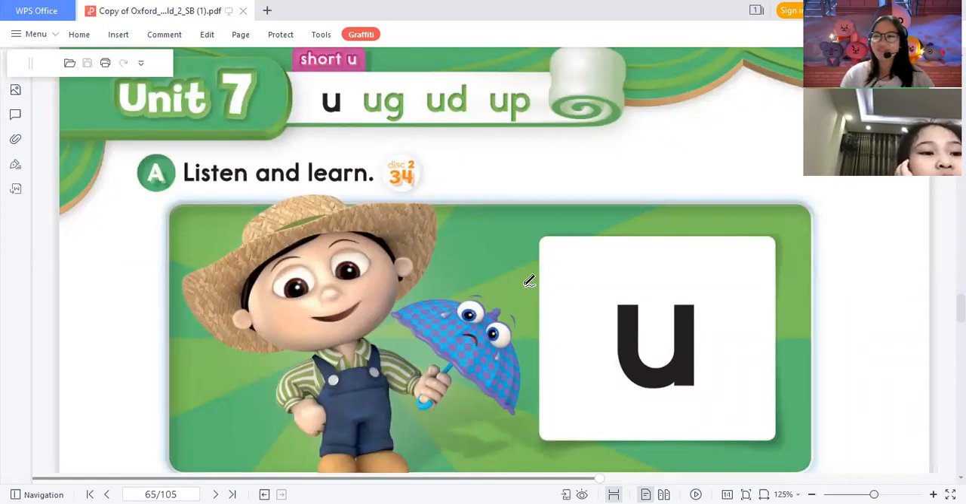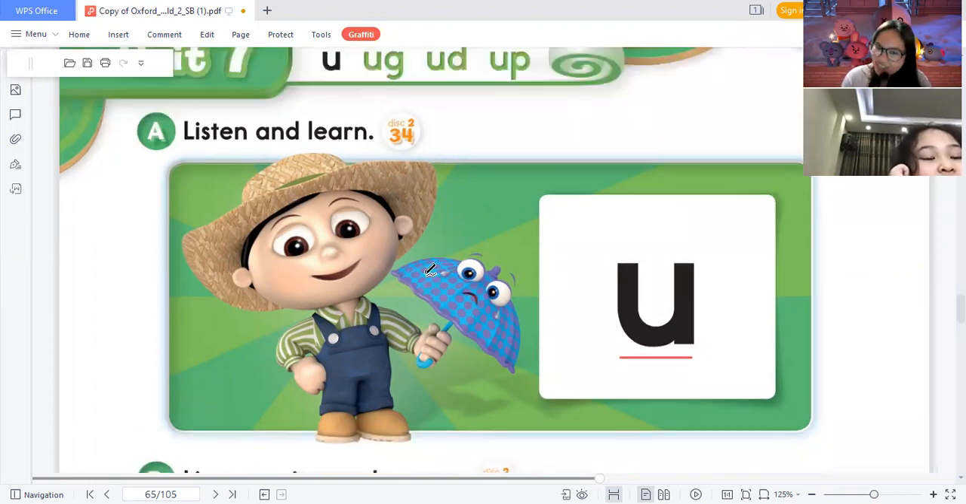Yes, there. Okay, so now we are going to go to the next unit, which we will learn about the oo sound, which is letter... What's this? Yes, it's letter U, right? Letter U. That's right. Letter U has the sound of oo. Can you say oo? Ooh. That's correct. Very good. Okay. Do you know what's this?